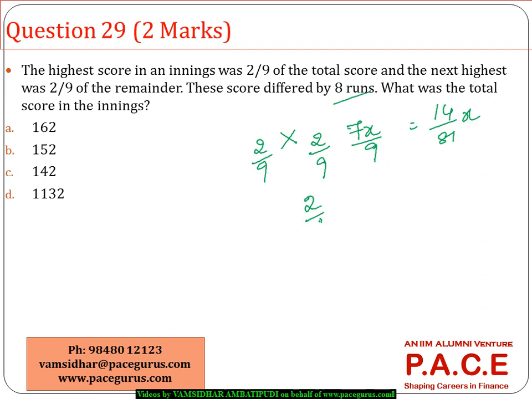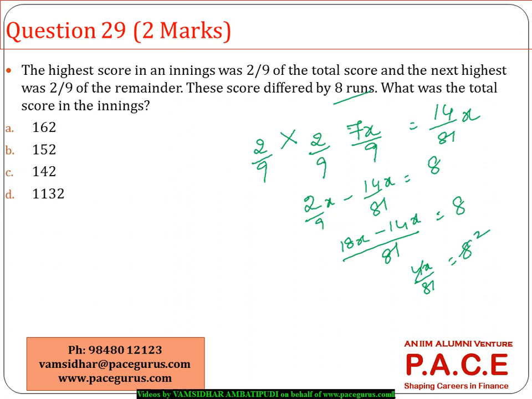So 2 by 9X minus 14 by 81X was equal to 8. On simplification, this is 18X minus 14X, so 4X by 81 equal to 8, which gets simplified to X equal to 162. So the total number of runs scored in the match will work out to 162, where I can mark option choice A as the answer in this case. Alright. Let's move on to the next question now.